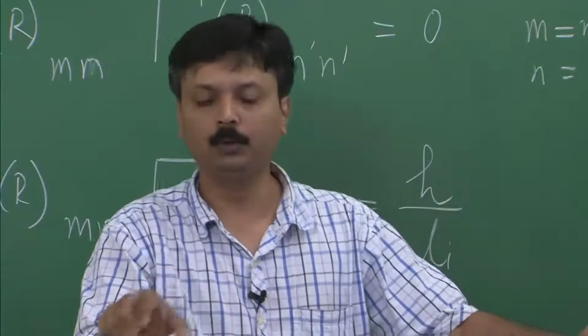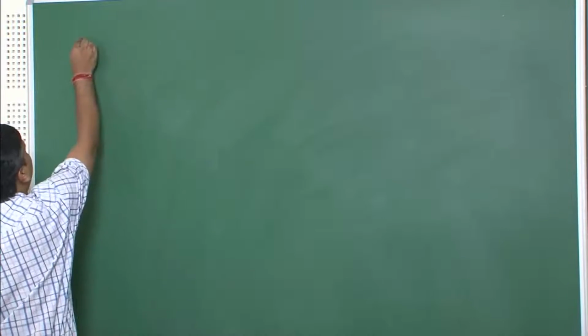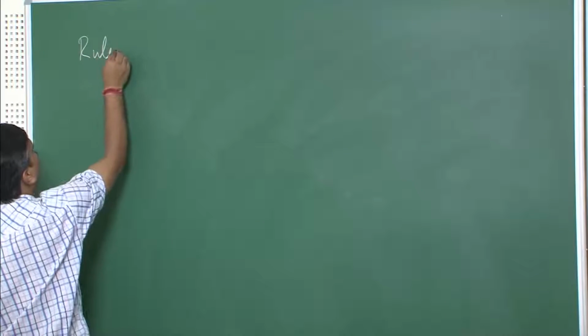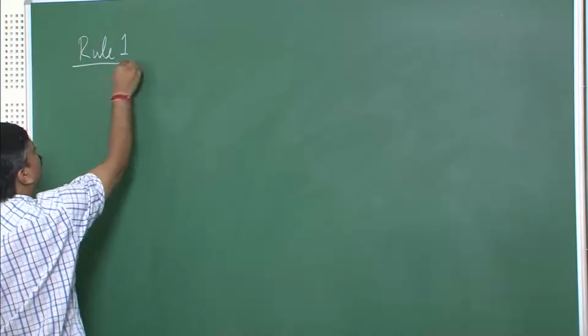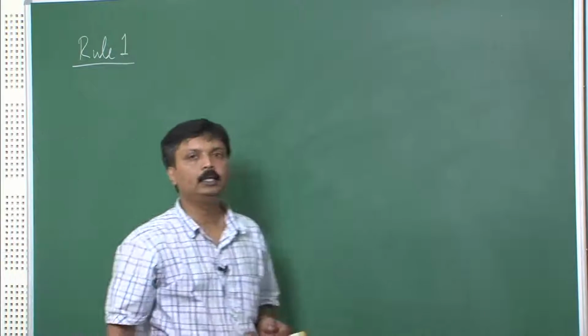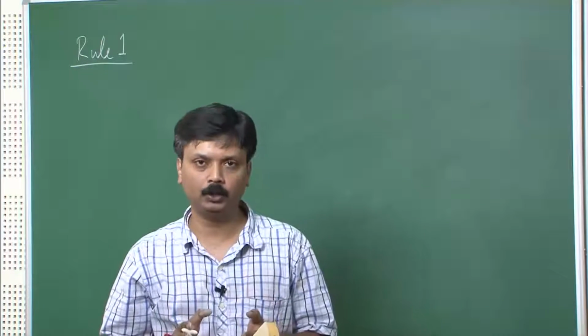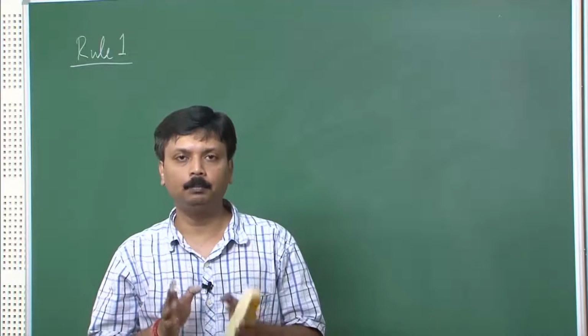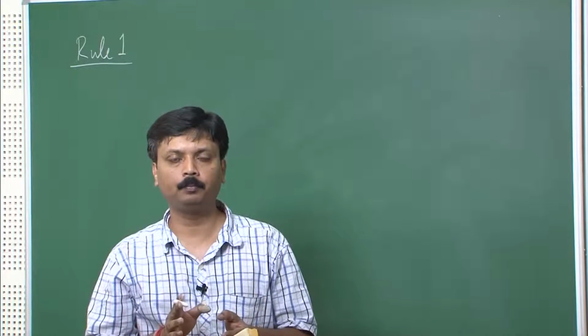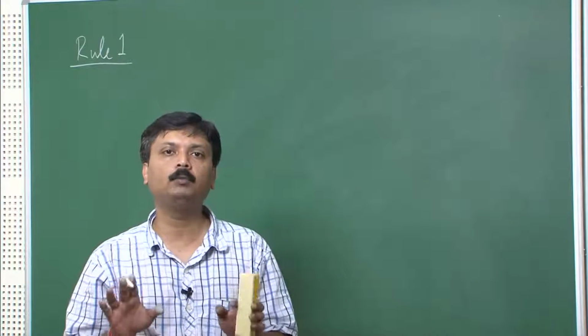So the first rule, rule 1, what does it say? It says that the sum of the square of the dimensions of the irreducible representations of a group is equal to the order of the group.